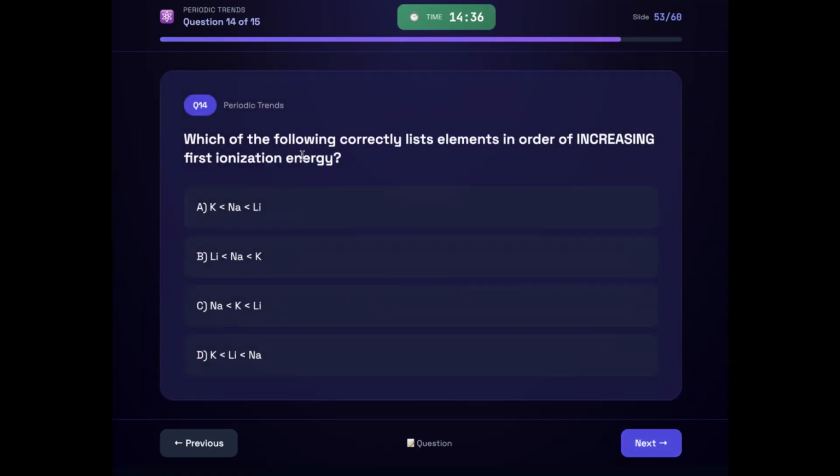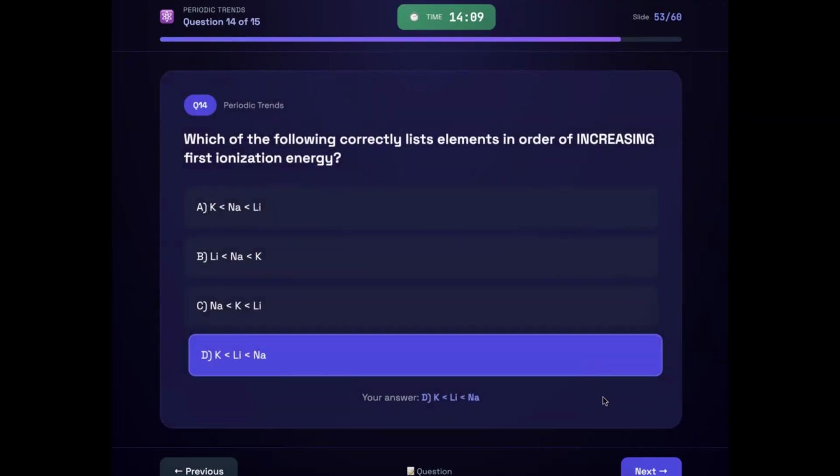Question number 14, we are almost done. We have just 15 questions. Which of the following correctly lists elements in the order of increasing first ionization energy? We said ionization energy increases. How does the ionization energy increase? Let me give you a chance to answer first. 5 seconds. Don't forget, in the exam, you must give an answer. Is it this one, this one, this one, this one?